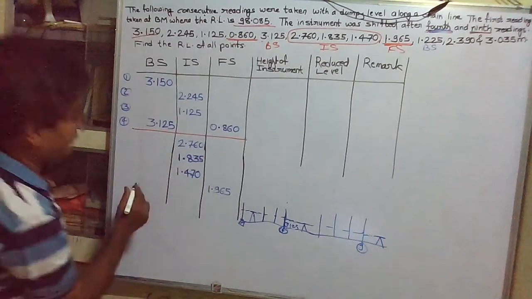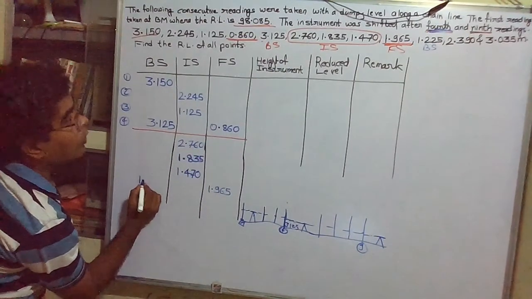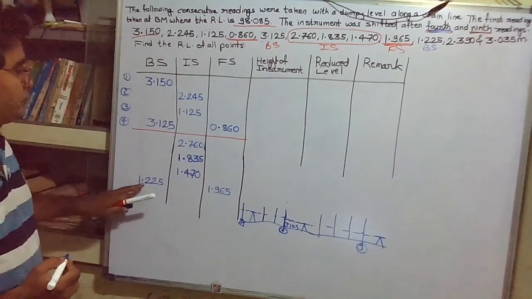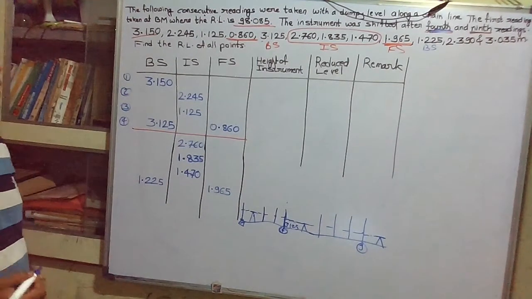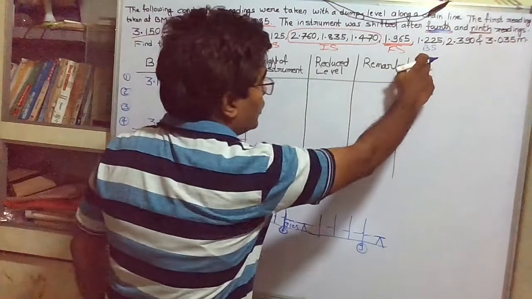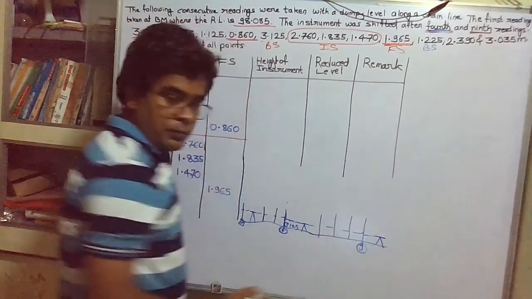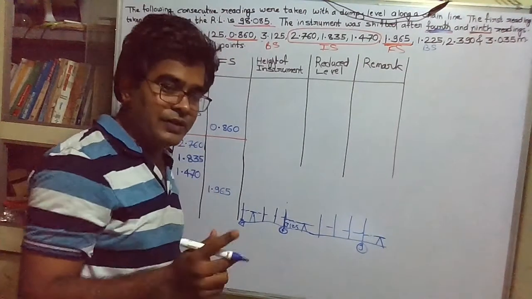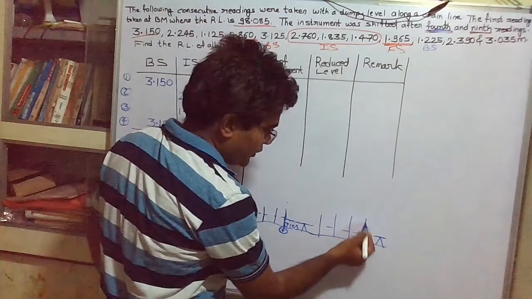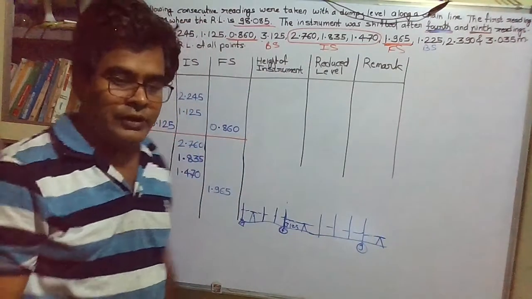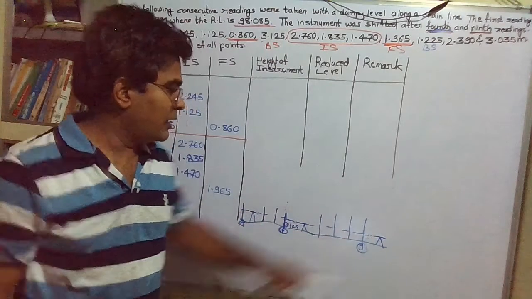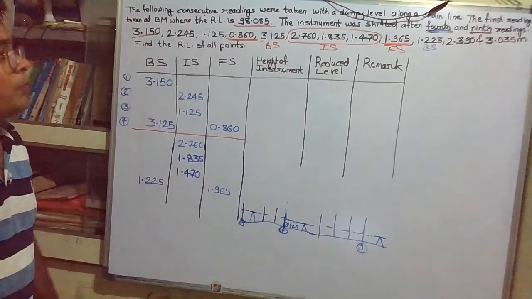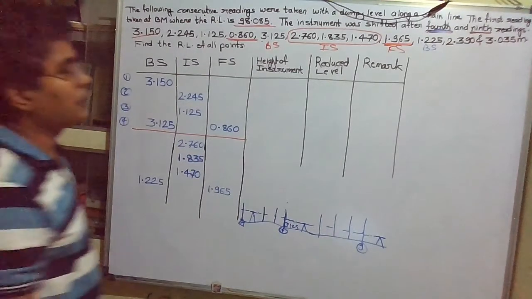So this reading will be 1.225, we have written it in the backside column. Okay, 1.225. Why? This is the first reading after shifting the instrument, and we are always taking it at the same staff position where we took the foresight reading. So we can write it as a backside reading, and that reading is 1.225.